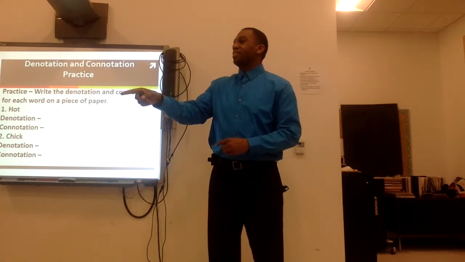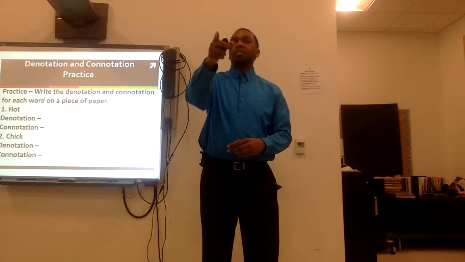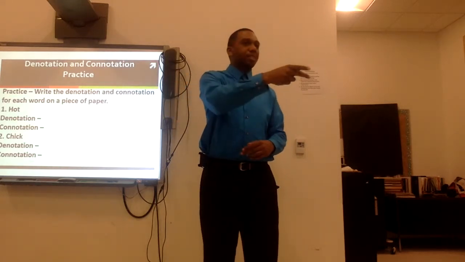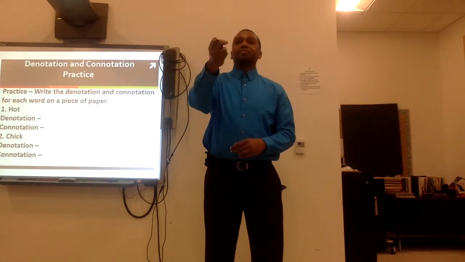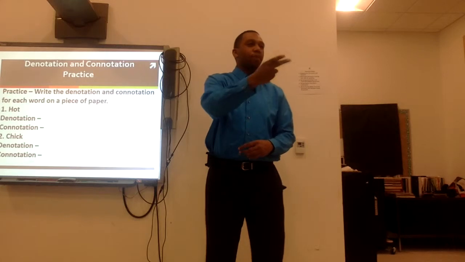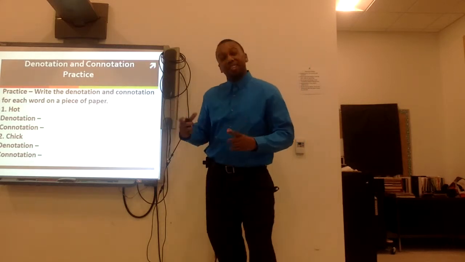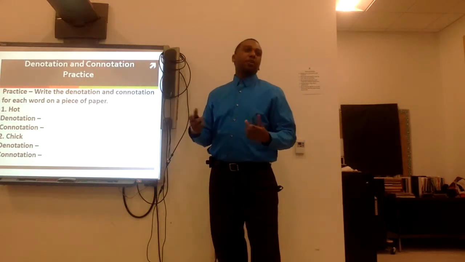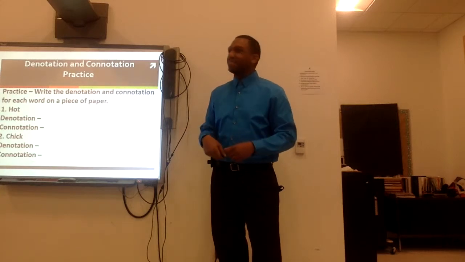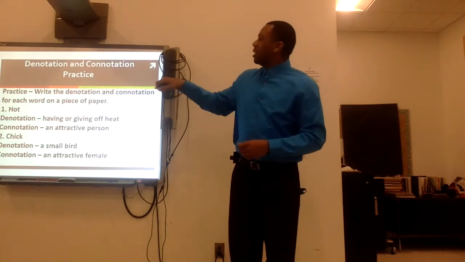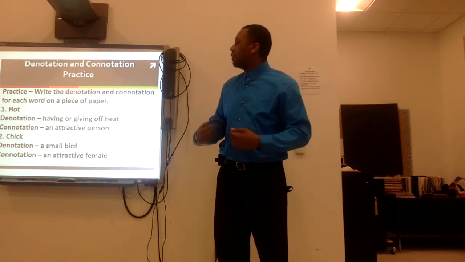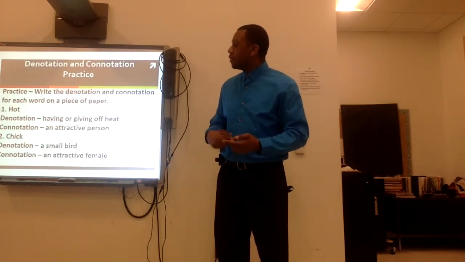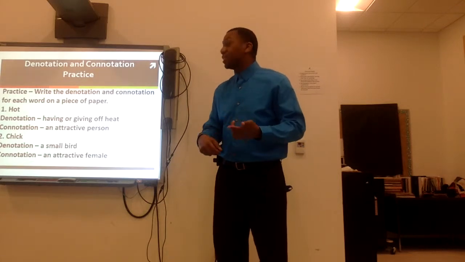Denotation. A baby chicken. Okay, so baby chicken. Same thing. Baby chicken. Pretty much agree. All right, what about the connotation? Girl. Okay, girl, female, woman. But is it just any female or any woman? Usually the beautiful or attractive ones. Okay. All right. So according to what you said, I pretty much agree with you. Denotation of hot is having or giving off heat, connotation is an attractive person. For chick, denotation is a small bird, connotation is an attractive female.